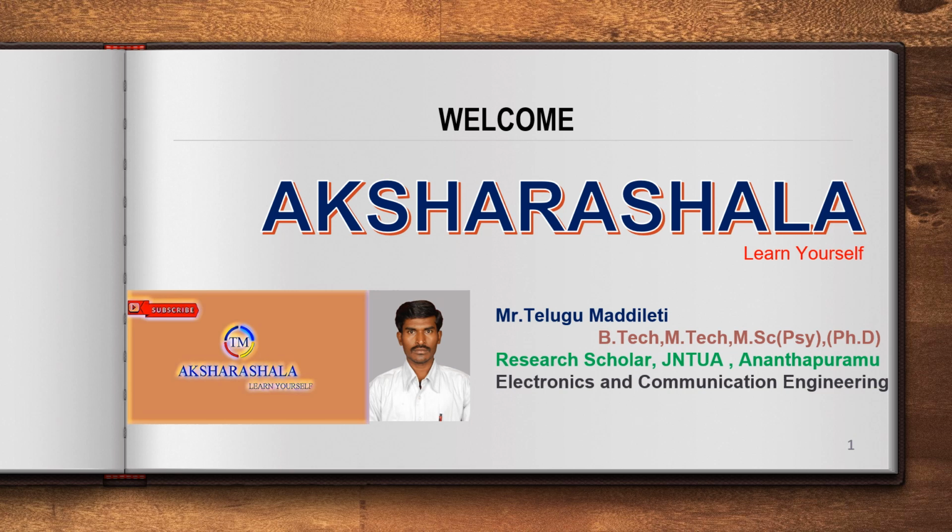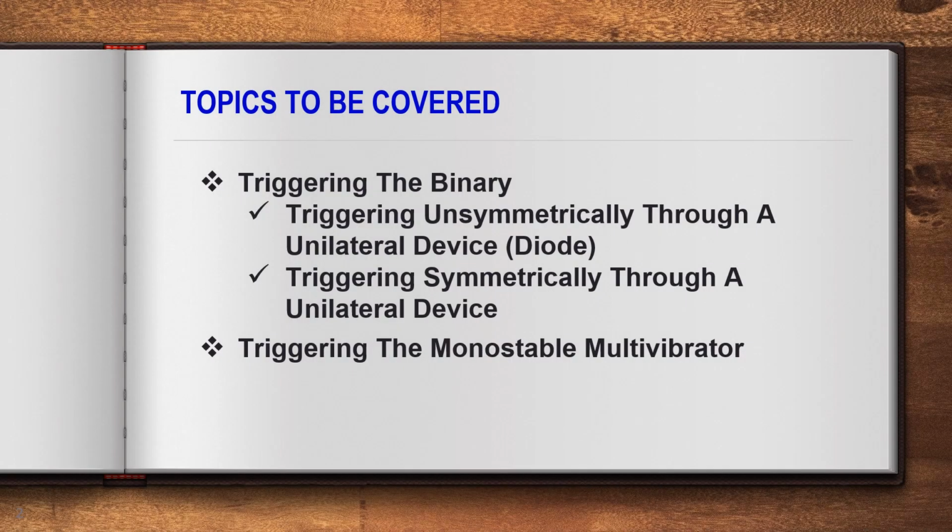This video is the last video for this particular unit, multivibrators. In this session, we are going to cover various triggering methods: triggering the bistable multivibrator, and triggering the monostable multivibrator. Only these two multivibrators require triggering. Astable multivibrator doesn't require any external triggering. So then how to trigger these two multivibrators to induce a change in their stable state? Let us discuss now.